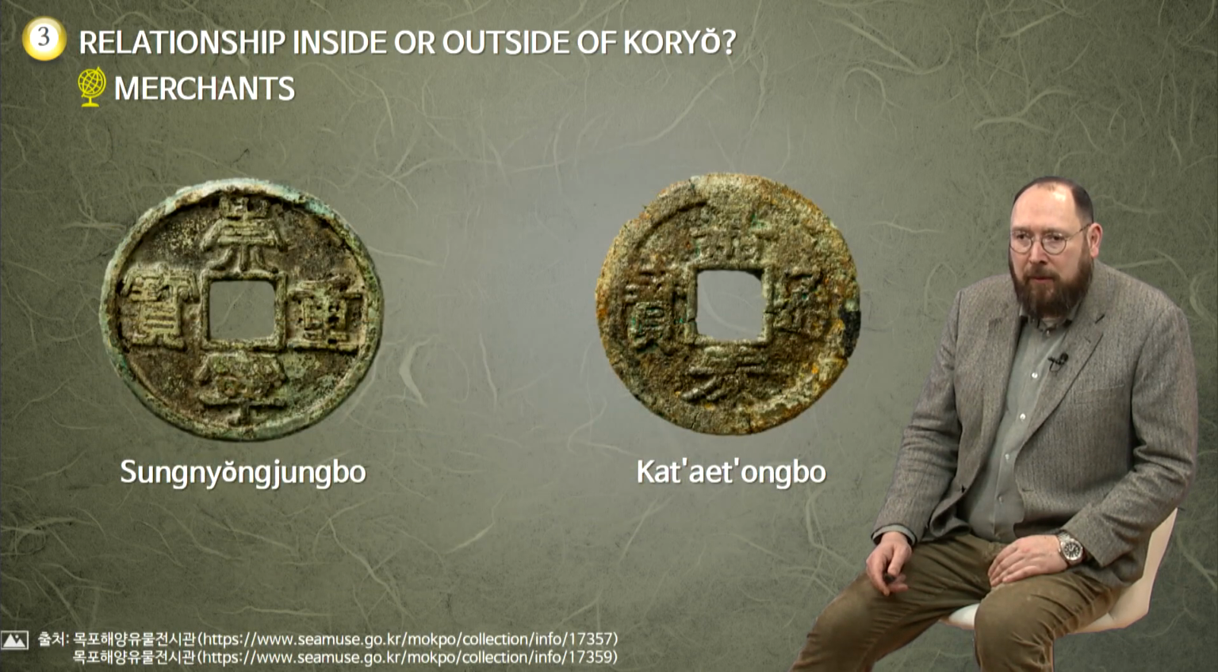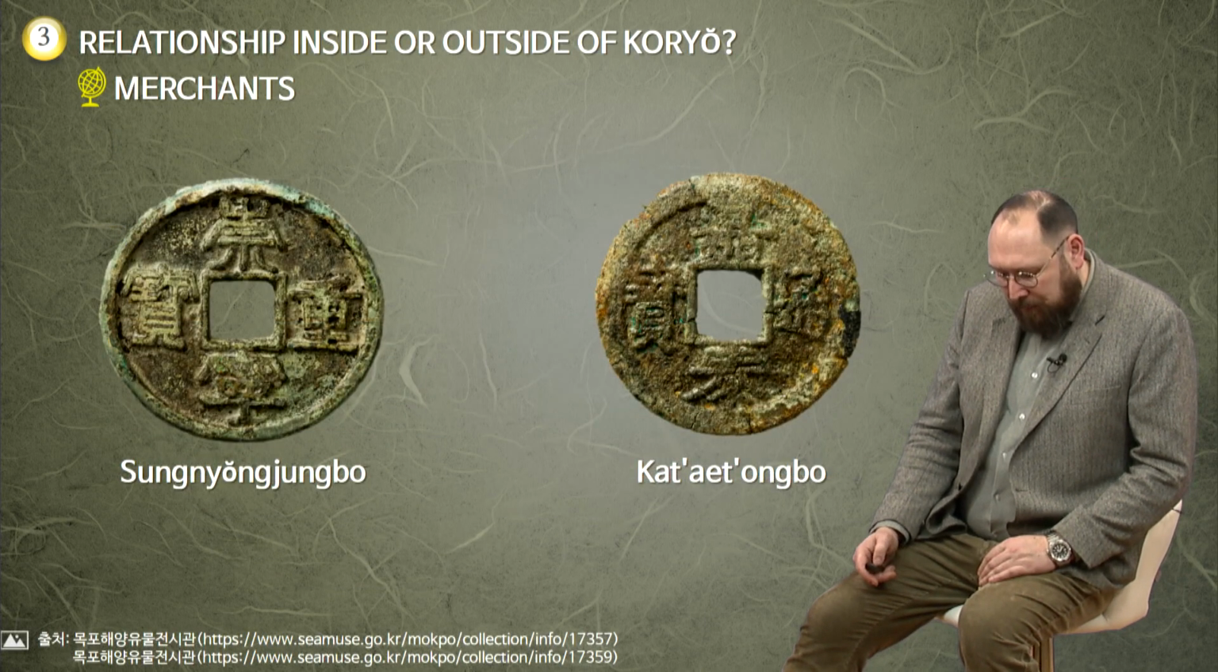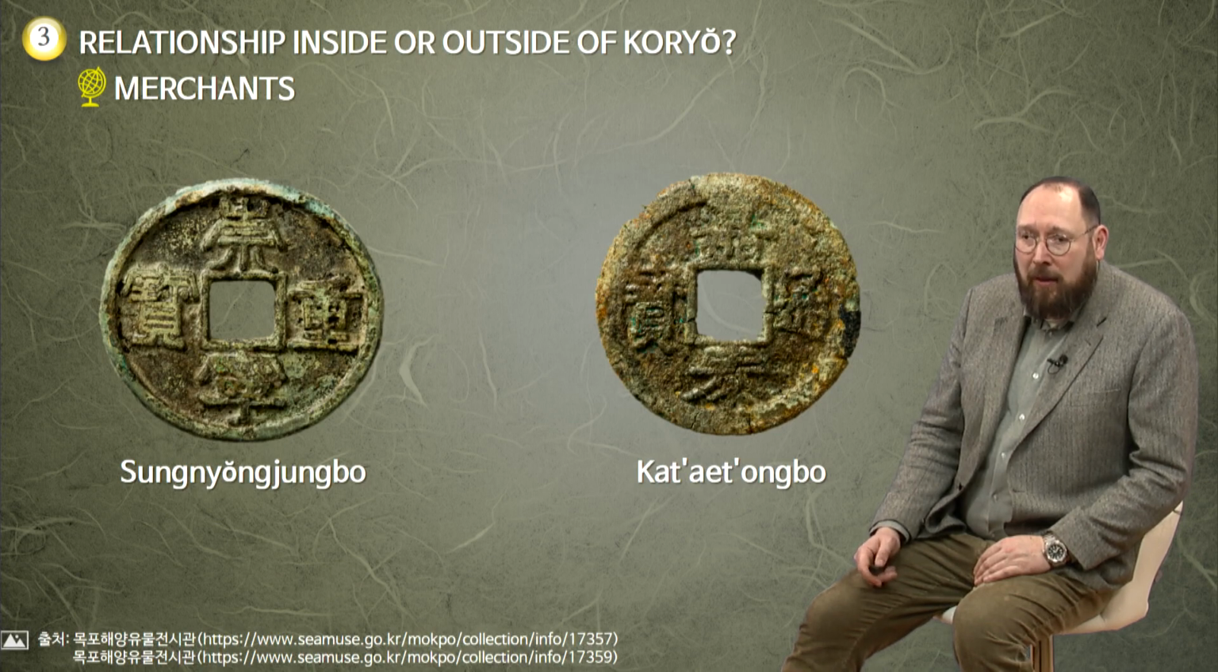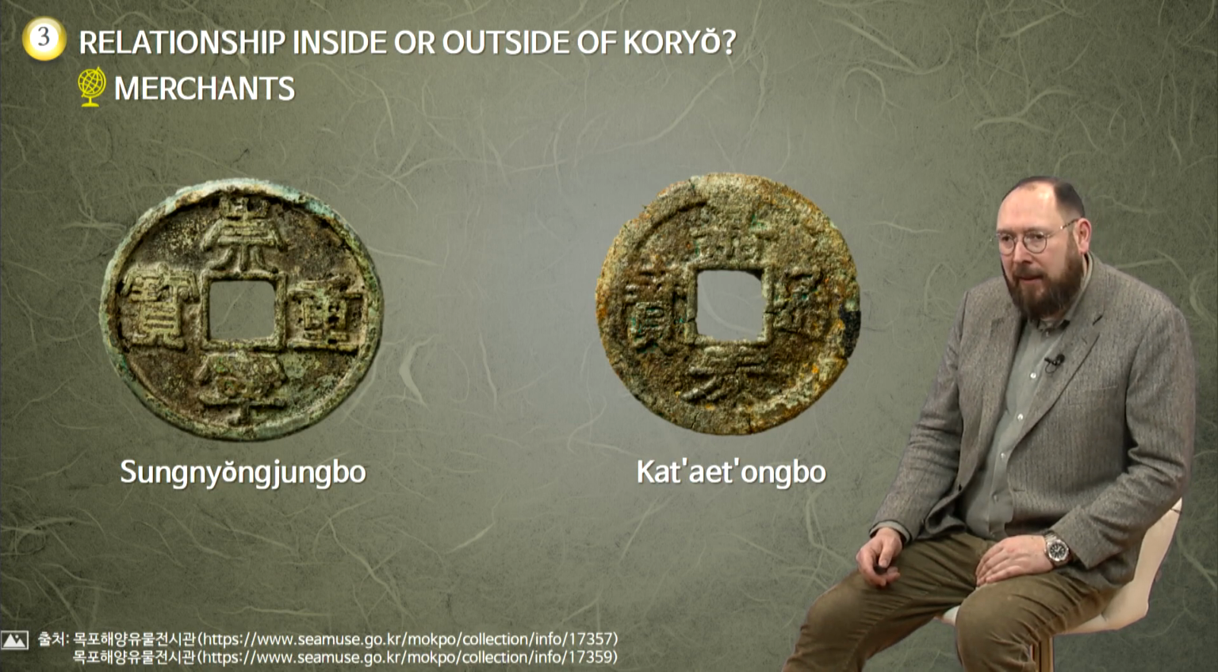Now, let me first get back to the other activities that the Jurchen undertook. What you see here on the screen, by the way, are two coins from the Koryo dynasty that were minted under the direct influence of the Khitan state.